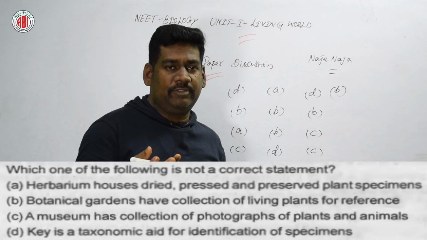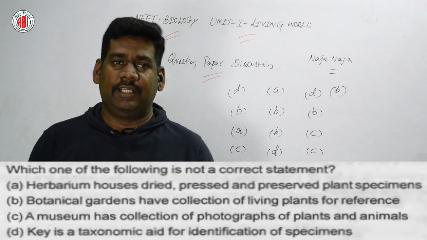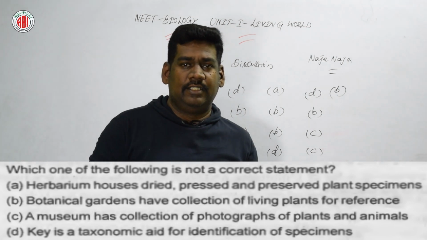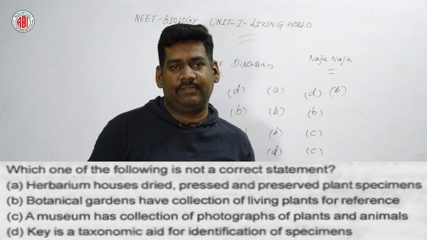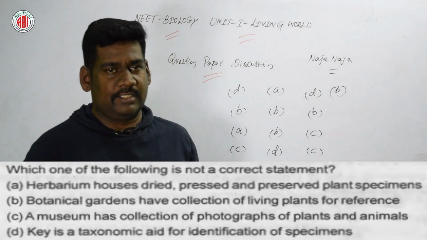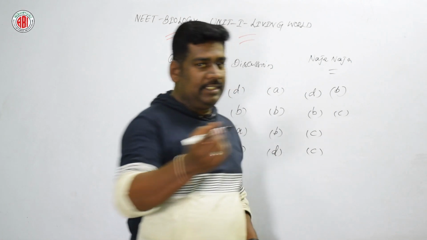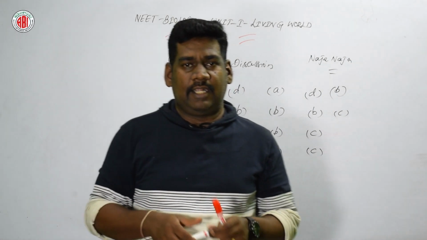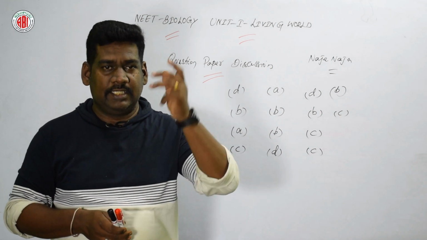Likewise, option D, if you see, key is a taxonomic aid for identification of specimens. Yes, that is the right answer. It's a correct statement. Key is an artificial device we are using for the identification of the specimens. So option C is the right answer for this question. Option C is almost not a correct statement. Now let us go for the next question.